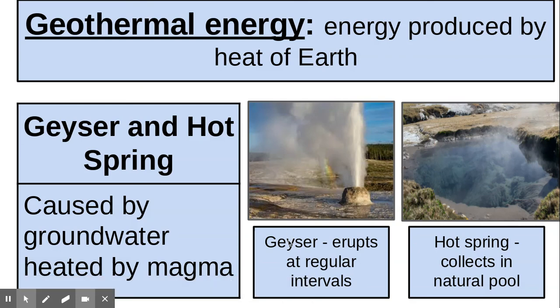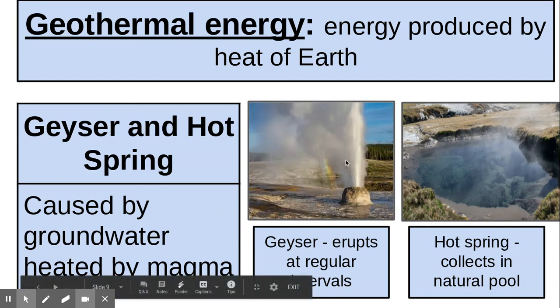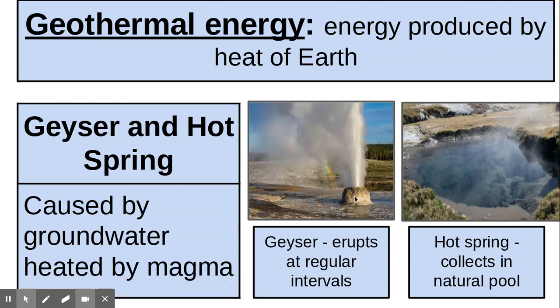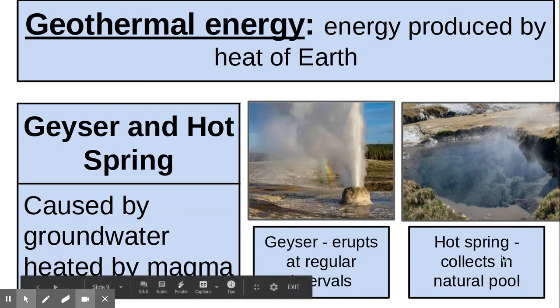So the geyser erupts at regular intervals. So this would be an eruption. There are times when it's really just this little, almost stump-like rock, and then it'll erupt again. Then it'll be nothing. Hot springs are collecting in a natural pool. So you're not having those upward eruptions like a geyser, but still pretty cool to look at in that little pool there. So those were two lessons.